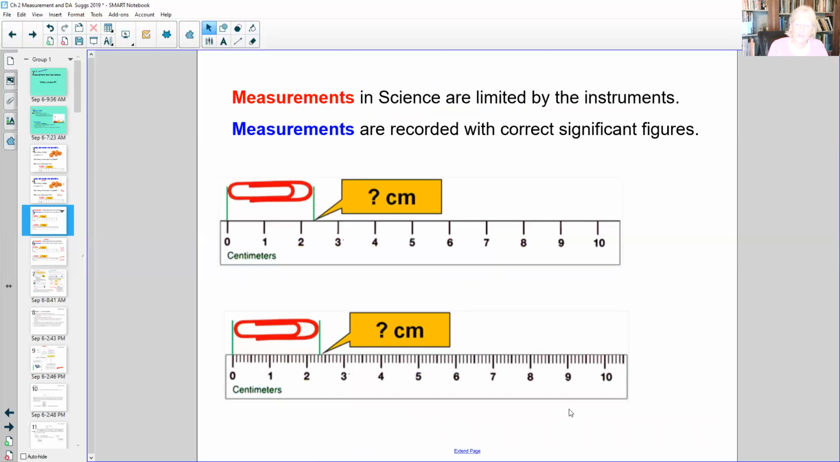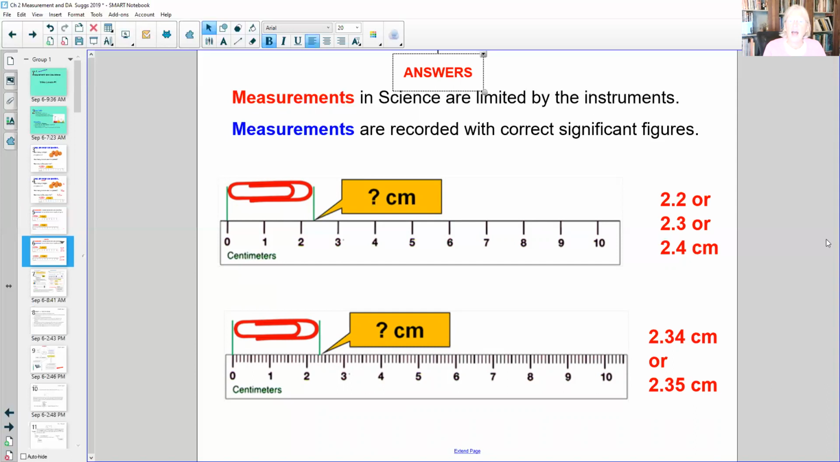So you can see if I use 2 different measuring devices, I should get 2 different numbers expressed to different degrees of significance. On the first measuring device, I know the number 2 is correct at the beginning of this measurement. But the next number, I'm going to have to guess between 2 and 3 centimeters. So the 2 is a certain digit, and the second number is a guessed number. We call that the uncertain digit. I can disagree with you on the uncertain digit, but we can never disagree on the certain digit.